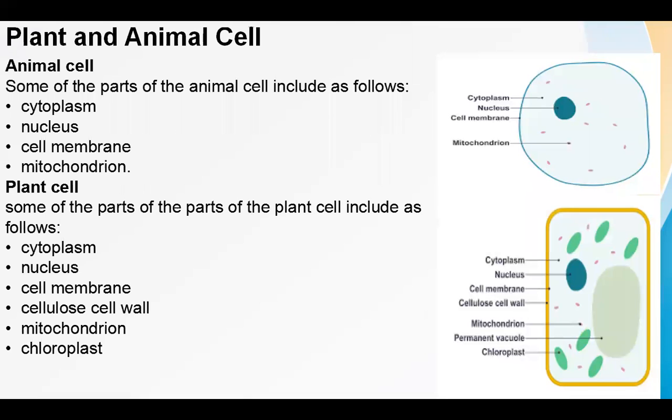Let's see the plant and the animal cells. The plant and the animal cells here, basically they are grouped in the eukaryotic cells. As you can see, some of the parts in the animal cell include the cytoplasm, nucleus, cell membrane, and the mitochondrion. As you can see in the simple structure or diagram. Plant cell also, its various parts are like cytoplasm, nucleus, cell membrane, cell wall, mitochondrion, and the chloroplast.